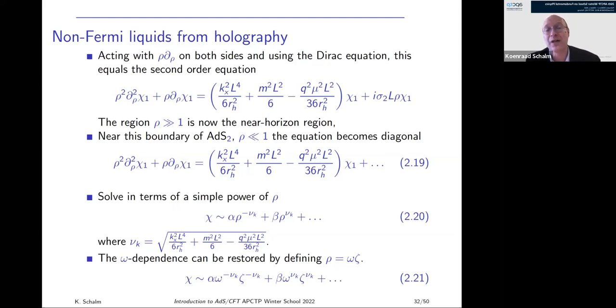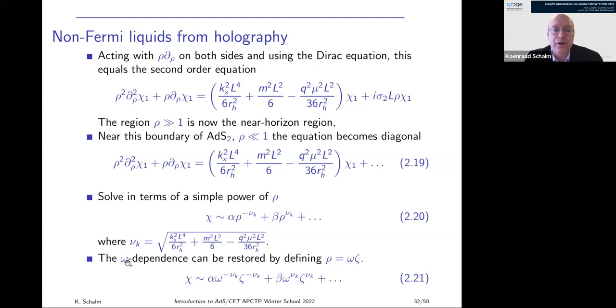In first instance, you look at the characteristic behavior in the asymptotic regime by assuming that there is a simple power law ansatz. And you can see that in this regime where rho is very, very small, chi has the following behavior. There's a rho to the minus nu_k and a rho to the plus nu_k, where nu_k is this funny combination of the momentum in the x direction, the mass of the fermion, and the charge of the fermion times the chemical potential squared. And then there are various other aspects of it. This rho_h, remember, is the horizon size that's determined by the total charge in the system, and L is the ADS radius.